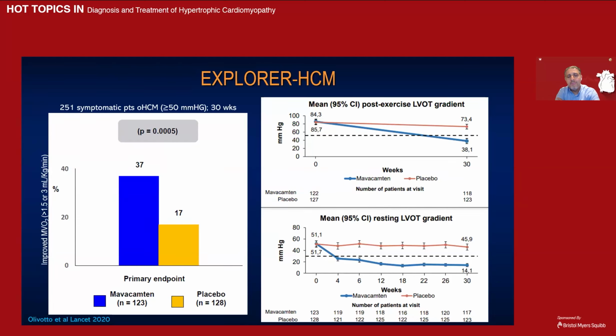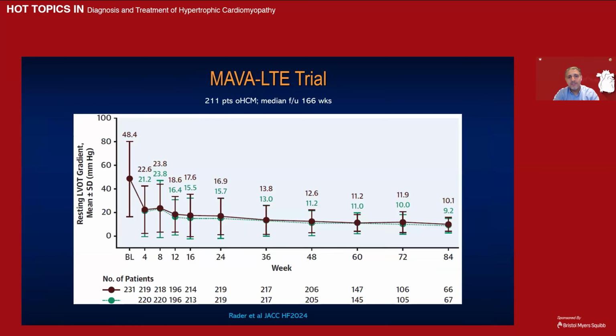Mavacamten was studied in the pivotal study, the EXPLORER-HCM, that really took 250 patients with symptomatic obstructive HCM and really showed that by randomizing them to mavacamten, there is a higher improvement in exercise tolerance and significant reduction in rest and exercise LVOT gradient compared to placebo. So you abolish that LVOT gradient, you've shown that quantitatively, and you also improve their exercise tolerance, which are two important endpoints when we care for these patients.